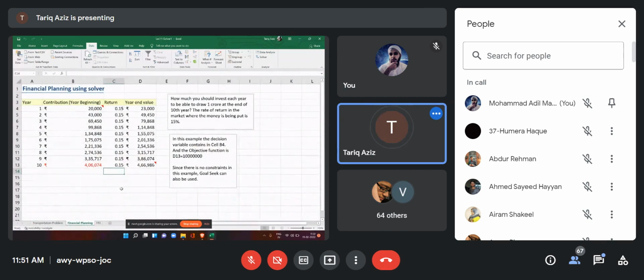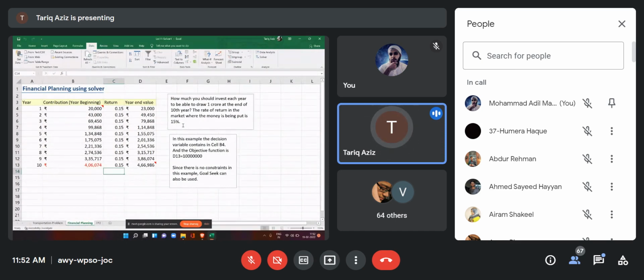Another simple problem in which case we can use a solver. This is a very simple problem because in this problem there is no constant. We have to just maximize or minimize. Let us see what the problem is. In this example, the question is how much you should invest each year to be able to draw 1 crore at the end of the 10th year.